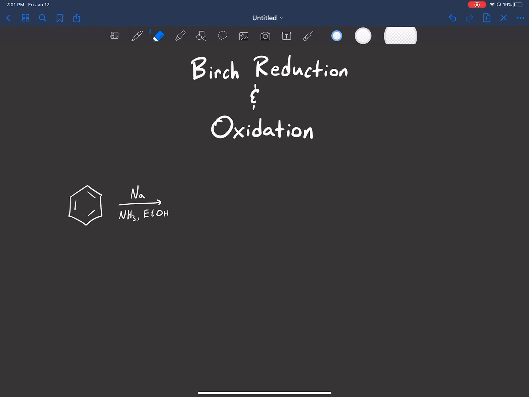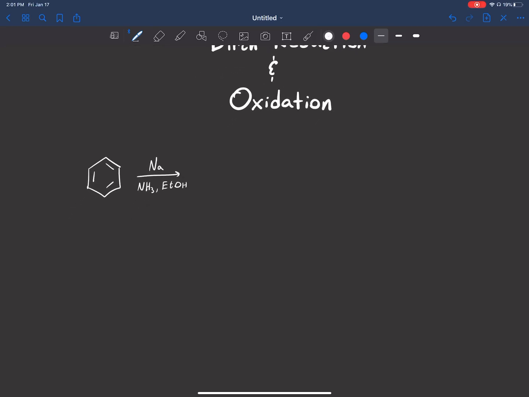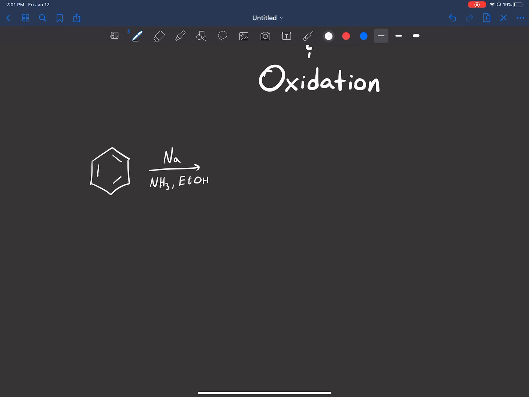All right, so I'm going to start off with just showing the example with benzene, and then we'll see what happens when we have different substituents on it. So here are these reagents. What is going to be the first step in the Birch reduction? I'm going to redraw this over here. Now this sodium has a radical on it. Yeah, we're back to radicals.